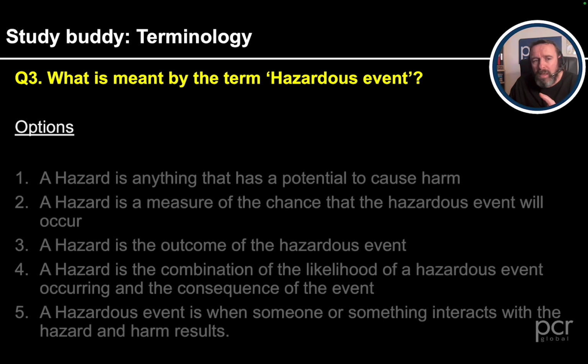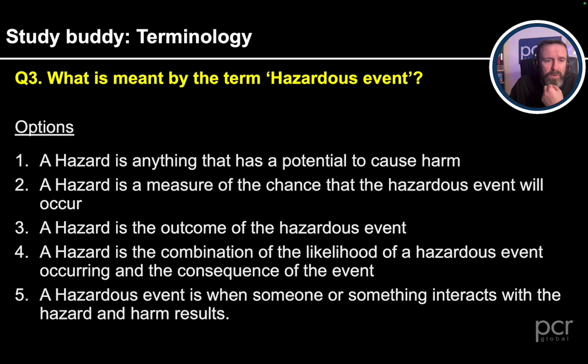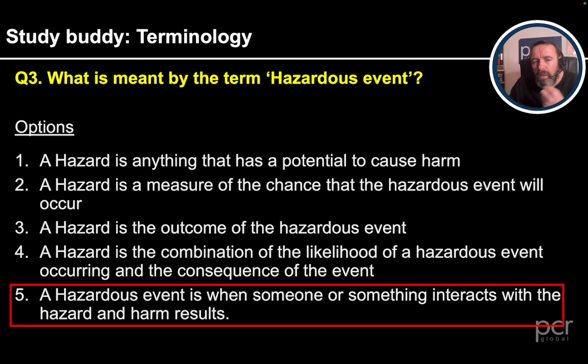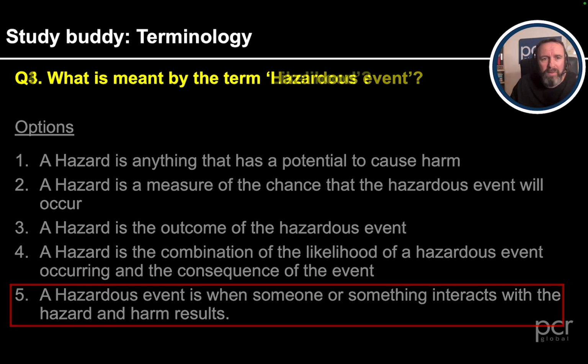What is meant by a hazardous event? There we've got 5 options, but it can't be 1 because we've just covered that. So just read through those. A hazardous event is when someone or something interacts with the hazard, and harm results. Now, let's be honest, do you really need to remember that? Only if you're doing a certain type of course that has these certain type of definitions. So that really is important to bear in mind.